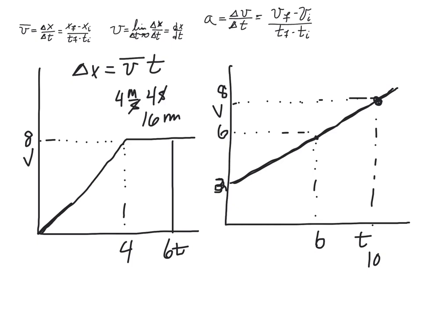So from a calculus perspective, the acceleration is the slope of the line, but the distance covered is the area under the curve. And if you're in Calc 1 and haven't had this, I'm going to show you how this comes out of calculus and the idea of the integral.